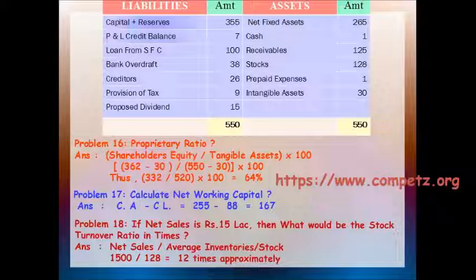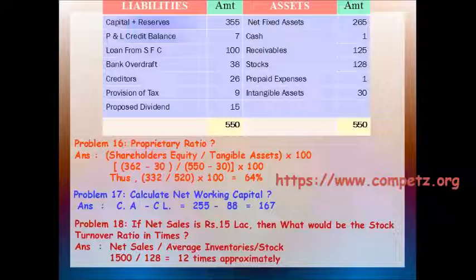Next, friends, suppose the net sale is INR 15 lakhs, then what would be the inventory turnover ratio in times, or stock turnover ratio in times? We can calculate it in times, in days, in months, in years. Here we need to compute it in times. What does the stock turnover ratio indicate? It simply indicates the velocity with which a stock or inventory is turned over, produced, and ready to be sold or replaced.